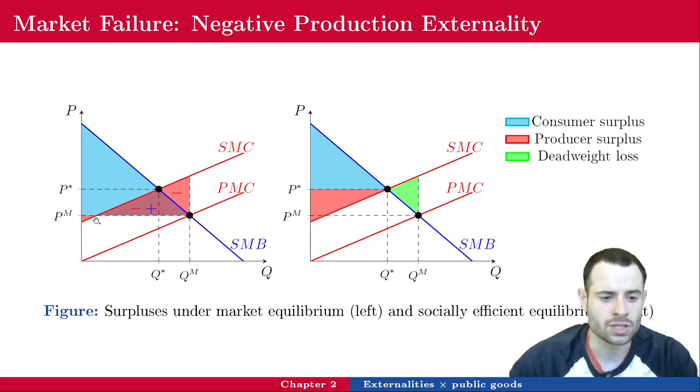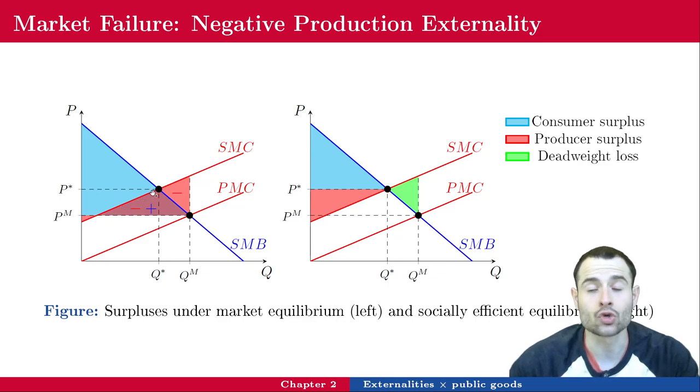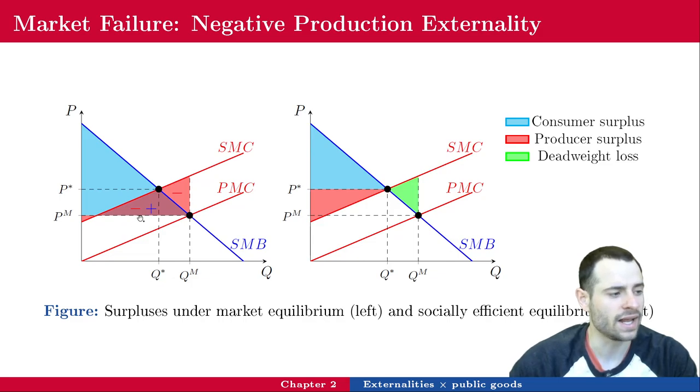But after this particular point here, the social marginal cost, the true marginal cost of producing Nutella, is bigger than the price at which Nutella is going to be sold. So this surplus here becomes negative. It represents a loss because the cost is now higher than the benefit, being the price. So this red triangle represents a negative surplus, which is why I label a minus here and a minus here.